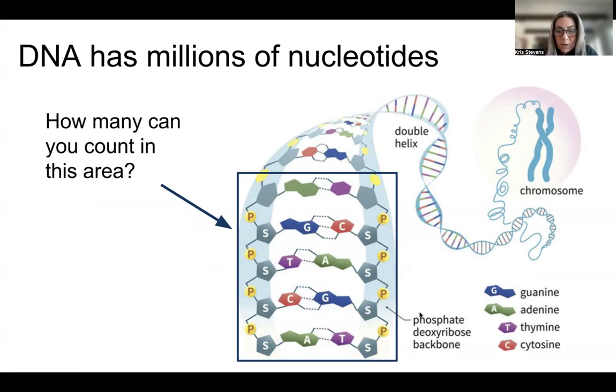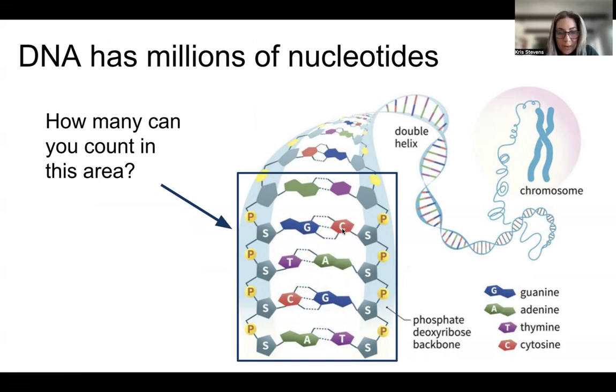Let me move myself over. So you definitely need to know this structure because you may see something similar on the EOC and you have to label what is the phosphate, what's the sugar. And if this one right here is G, you have to know that this one is C.